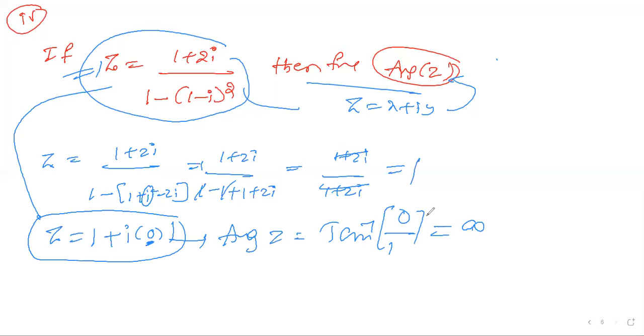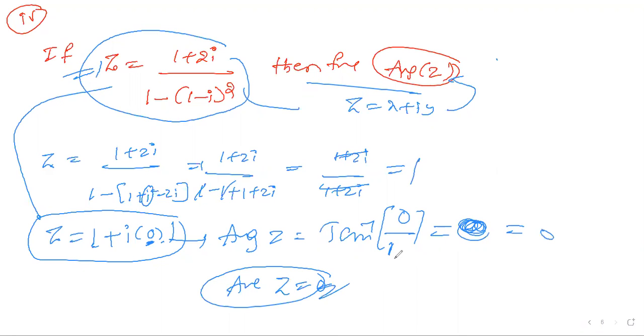Am I clear? Are you getting my point or not? I think not. 0 by something is 0, not something by 0. I think your angle, arg z, is 0. 0 by something is 0, no. That's why I kept 0. The angle is 0. So arg z is 0. Clear?